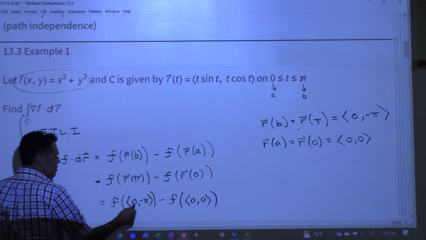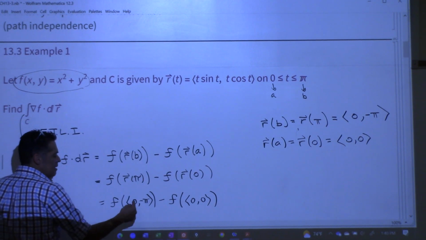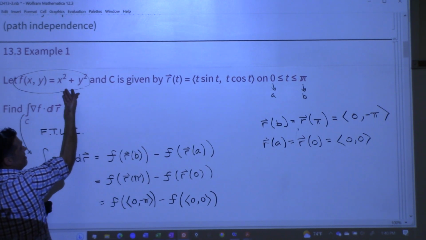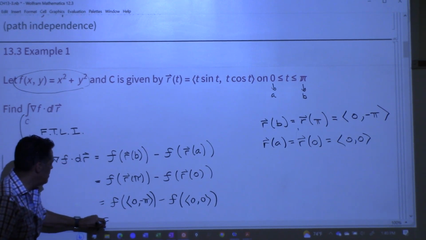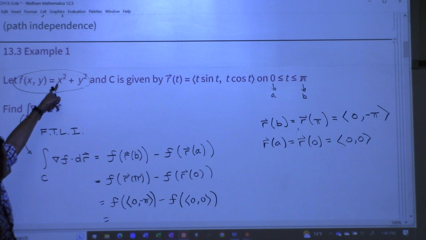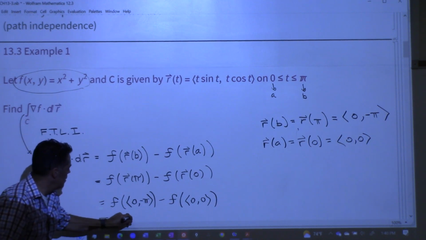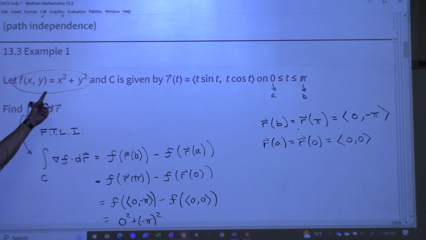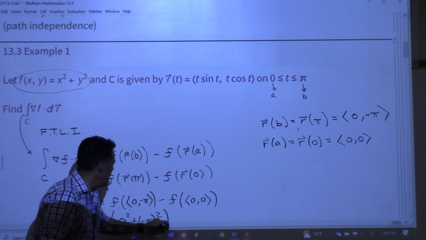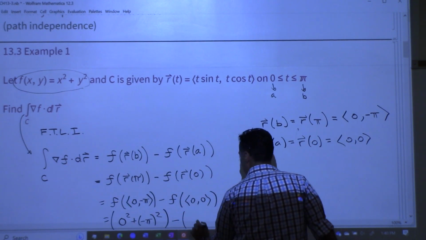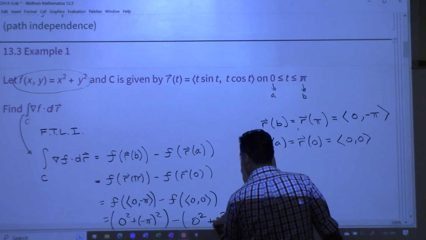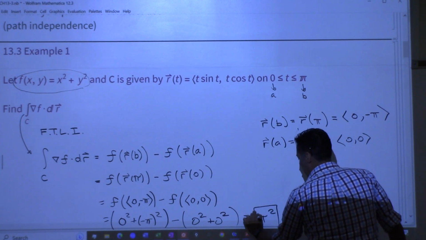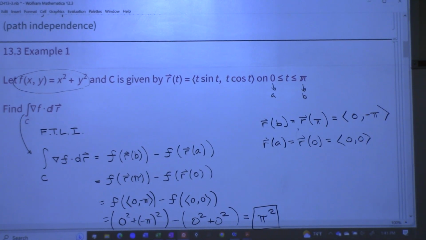So when I say plug in the vector 0, negative pi into the scalar function, all I mean is replace x with 0 and y with negative pi into the original, into this. What happens if you do that? Plug 0 in there, boom, plus negative pi squared, right? That's what happens when you plug those into the scalar function. Then you subtract from that. Now let's plug in 0 up there, and that's just 0 squared plus 0 squared, which is 0. And all of it together? Pi squared, same answer.